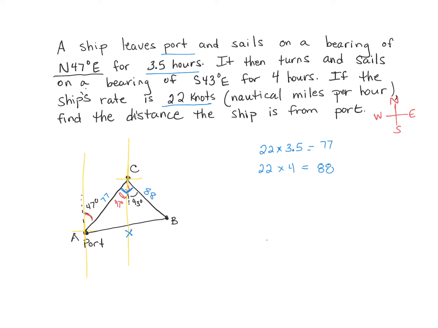Now, because I actually have two different sides, I could just use the Pythagorean theorem in this case. Because x is my hypotenuse, I would say 77 squared plus 88 squared equals x squared. So we would have the square root of 77 squared plus 88 squared is x, and using your calculator you get 116.93. So to the nearest nautical mile, 117 nautical miles.